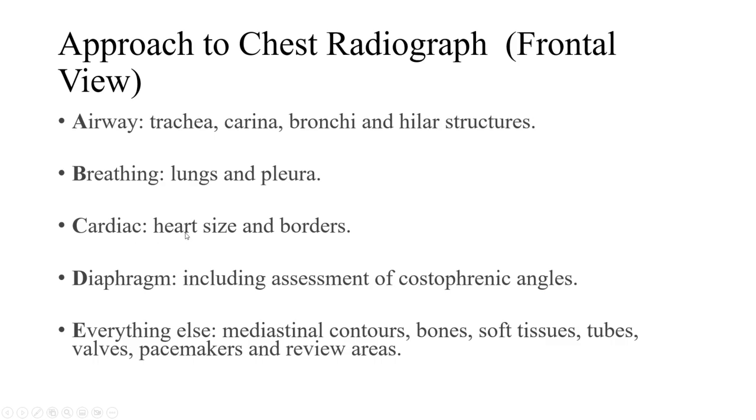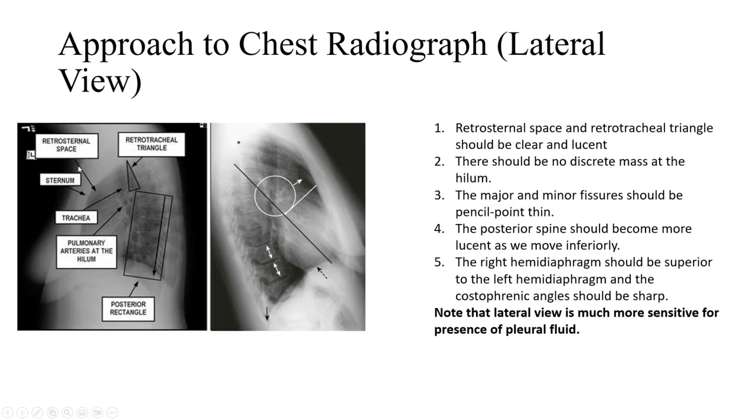For C, you want to look at the heart size, the cardiomediastinal silhouette. For D, you want to look at the diaphragm, as well as assessment of the costophrenic angles. And for E, you want to look for everything else, which includes the mediastinal contours, bones, soft tissues, tubes, etc.